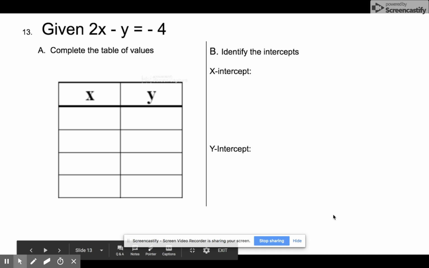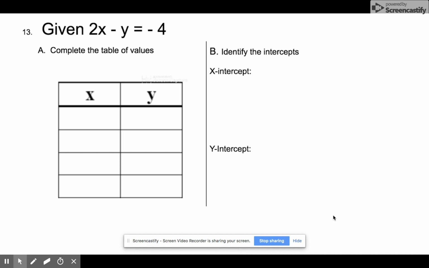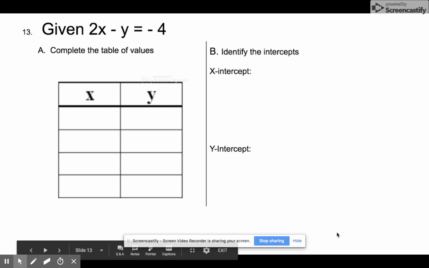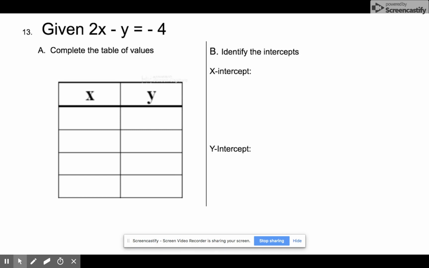So we're given the equation 2x minus y equals -4. The difference between this problem, as you can see, is it first wants us to complete a table of values, then it wants us to identify the intercepts. So those are two different methods, and it's asking us to do both of them for this problem.